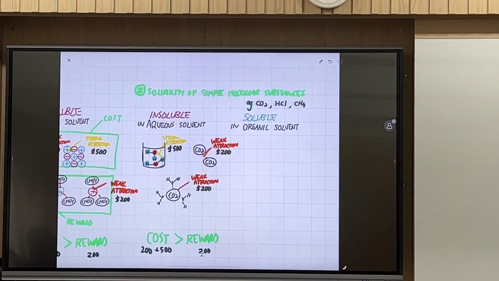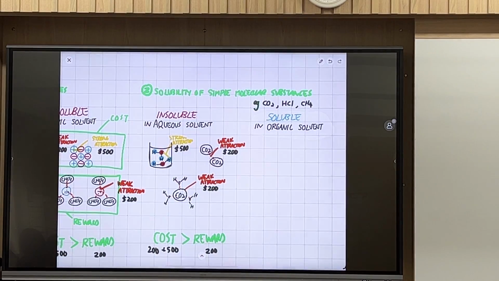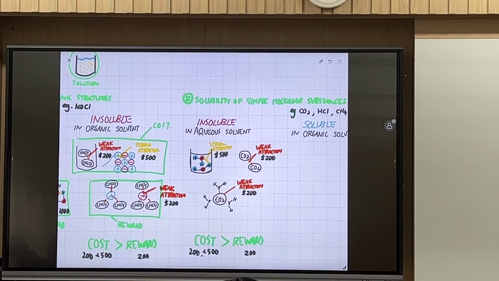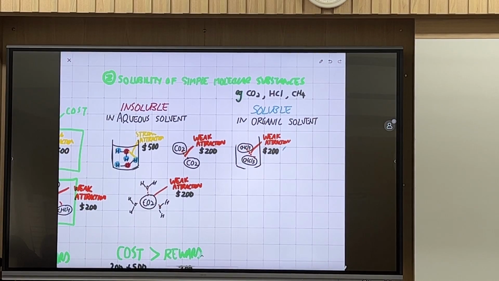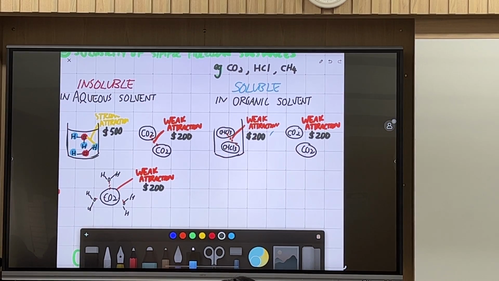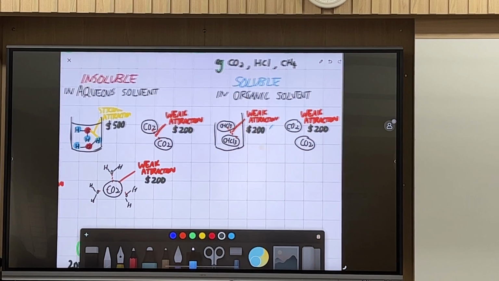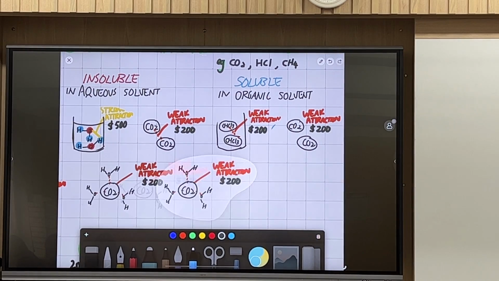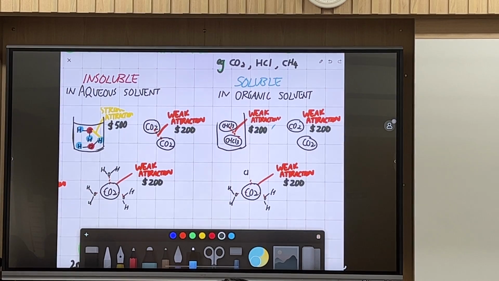What about the organic solvent? Why would they want to dissolve in organic solvent then? Well, that's because, let me use the weak attraction here again. So you have weak attraction of $200 worth, and then you have CO2. Okay, so that is equivalent to a like a $200 investment. Yeah, but okay, actually in here, yeah, I will have to say that at the end, the HCl3 and so the numbers are just for reference, okay?